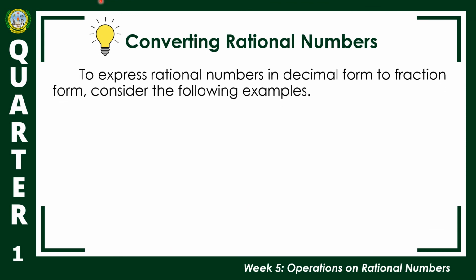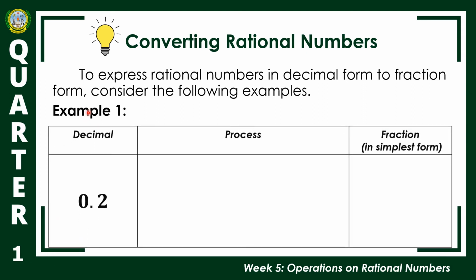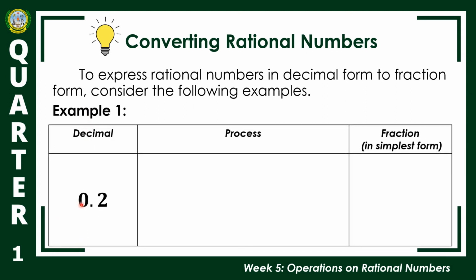Okay. To express rational numbers in decimal form to fraction form, let us consider the following examples. So, magkakaiba po kasi yung magiging proseso na mga susunod na examples po ha, kaya hindi ko na po inilagay po dito. So, makikisulat na lang po at makikitandaan kung paano. So, first example po, we have 0.2. So, this is a terminating decimal. Or, this is also read as 2/10.